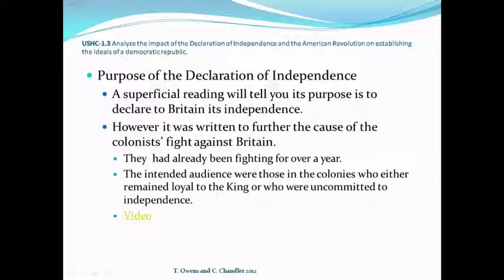It's really intended to get the colonists to agree to the Revolutionary War, to try and convince some of those people in the colonies that were reluctant to fight that independence was a good idea. And it was also a form of propaganda.